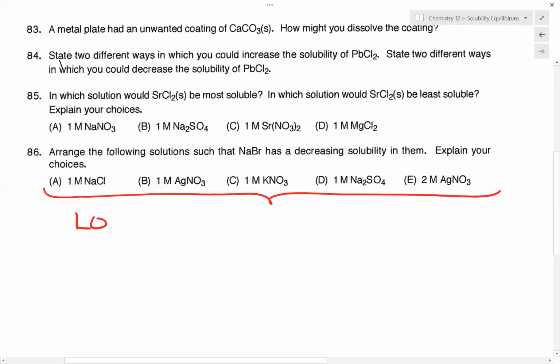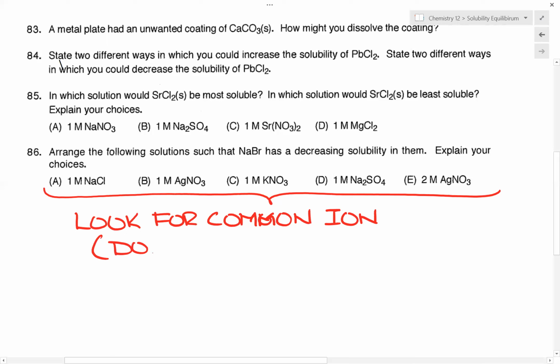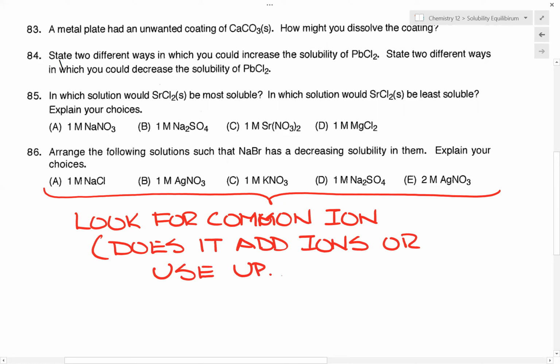You would look for the common ion. And you have to think of it: does it add ions or use it up? Okay, so that's what you have to think of.